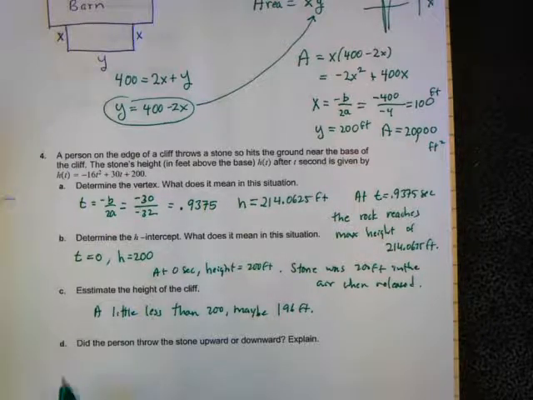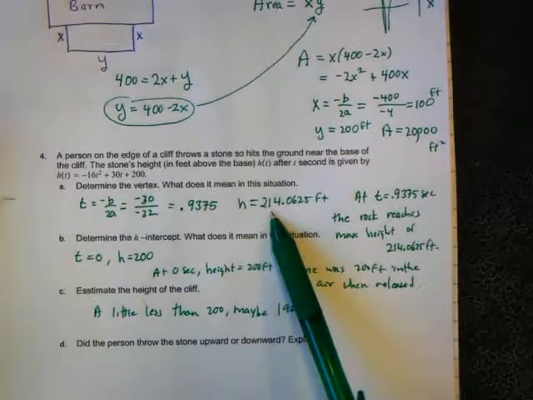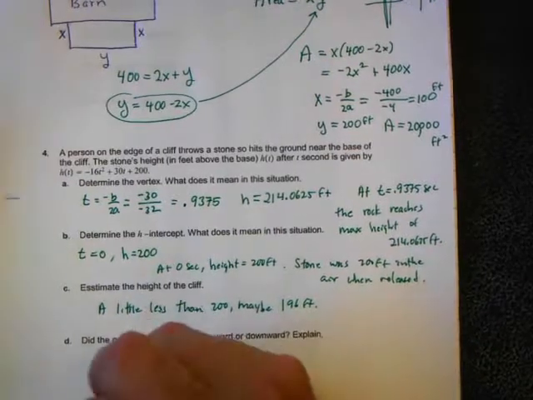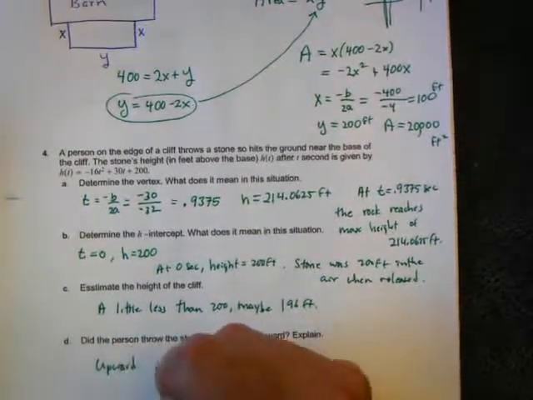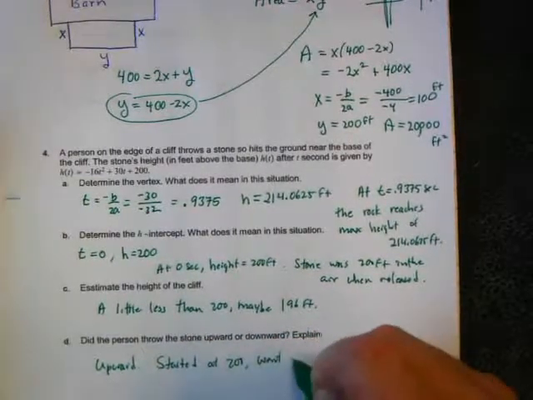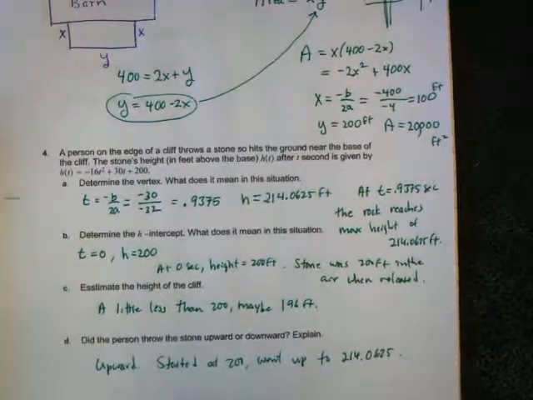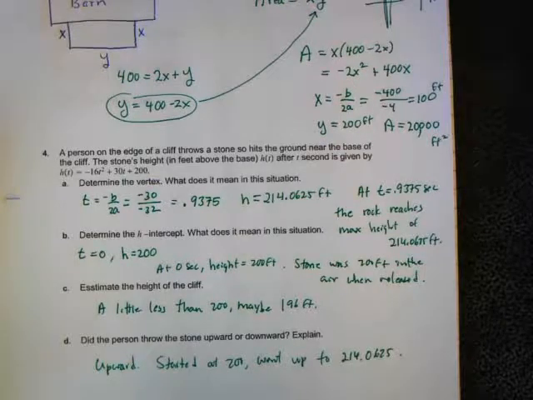All right, finally, did the person throw the stone upward or downward? How do you know they threw it upward? Because it started at 200 and it went higher. It went up to 214. So the answer is upward. Started at 200, went up to 214.0625. So it definitely went up a little bit. Not very much. You only threw it 14 feet in the air, roughly. It was just a light toss. He wasn't trying to fling it.